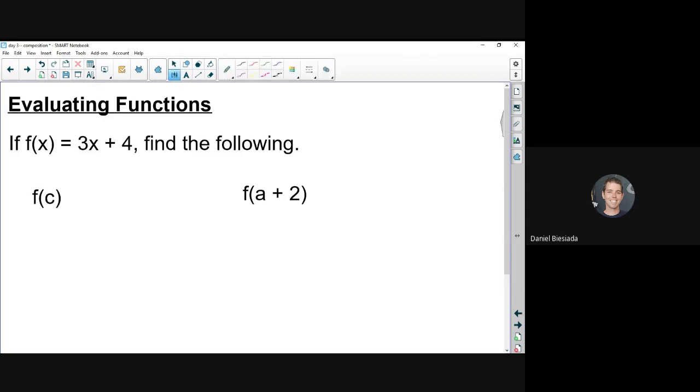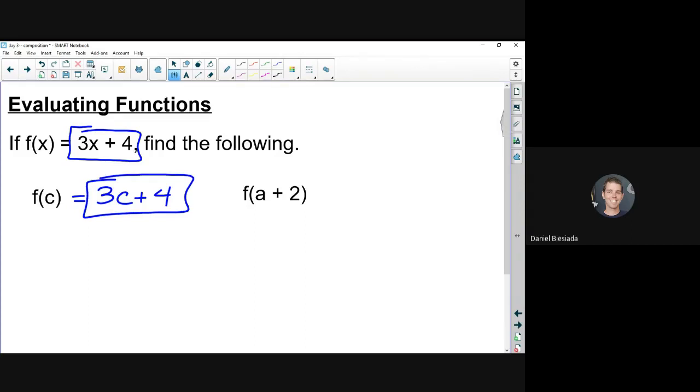If f of x equals 3x plus 4, find the following: f of c and f of a plus 2. Now, when we try to find those, nothing too complicated here. These are just substitutions. So in the first one, I'm going to take that variable c, and I'll go into my equation 3x plus 4 and replace the x with the c. Now, when I'm just substituting a variable in, that's all I need to do. My final answer here is 3c plus 4.